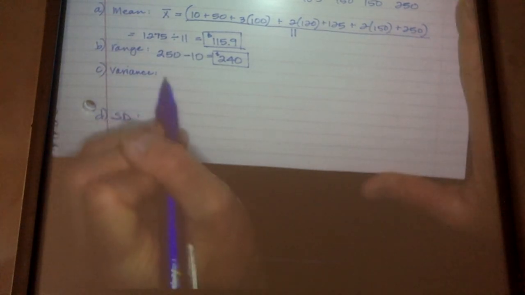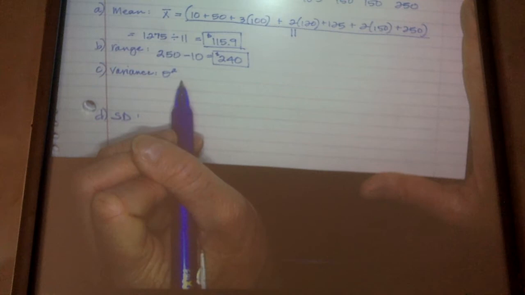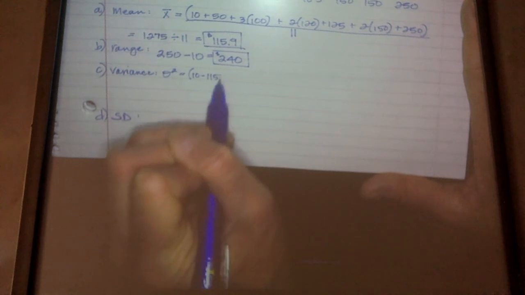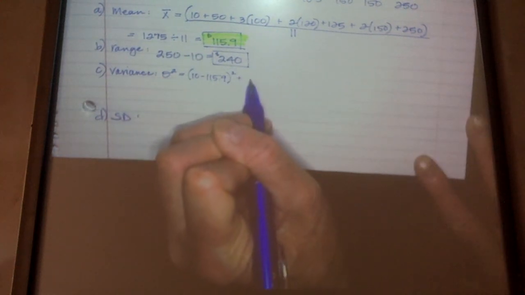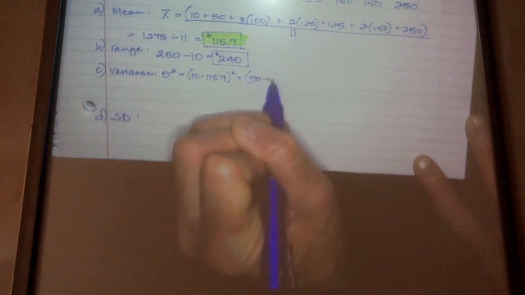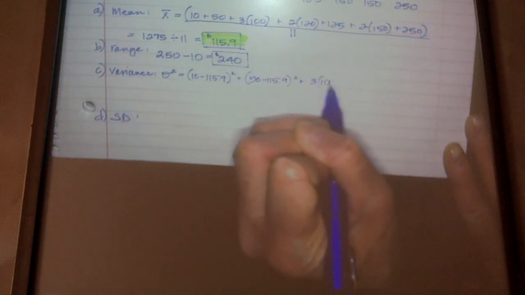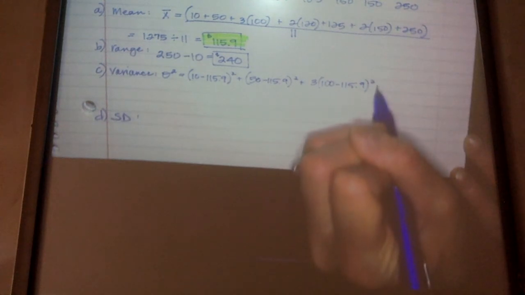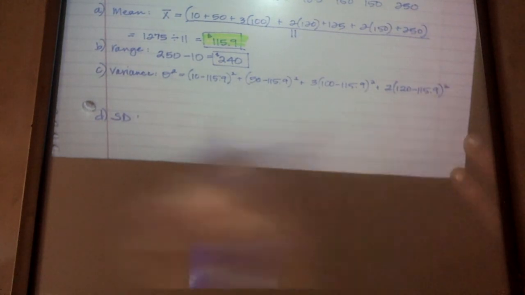Variance, right? That's the one that takes forever. So sigma squared, did I say theta? It's omega. Whatever. Equals the first piece of data minus our mean squared, right? I'm using that mean. Plus the next piece of data, so 50 minus 115.9 squared. Plus, I'm going to have 3 of these, right? 100 minus 115.9 squared. Plus 2 times 120 minus 115.9 squared.